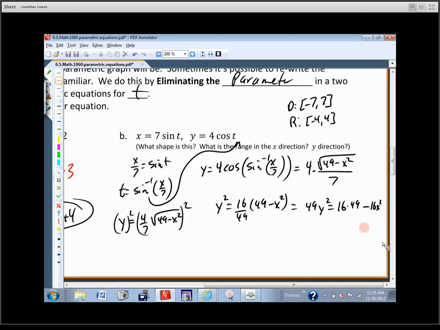Anybody know what it is now? Close. It is an ellipse. It is an ellipse. Okay, I'm going to take the negative 16x squared and move it to the other side. So this is 16x squared plus 49y squared equals 16 times 49. I'm not even going to bother multiplying those together. And I'm going to divide everything by 16 times 49.